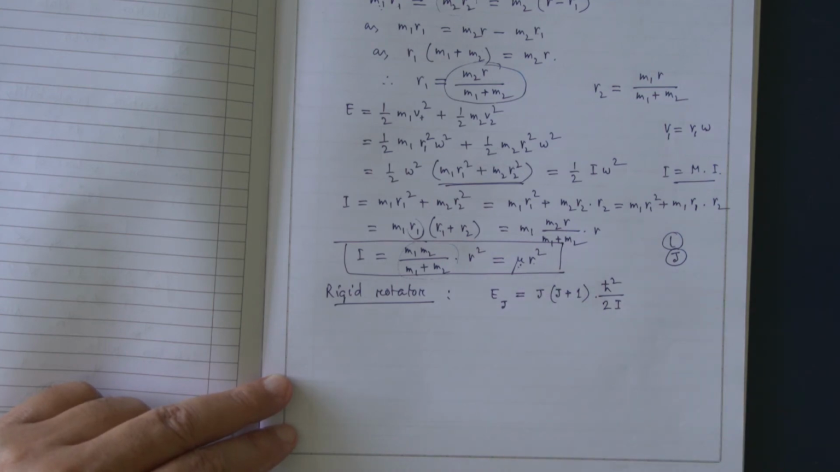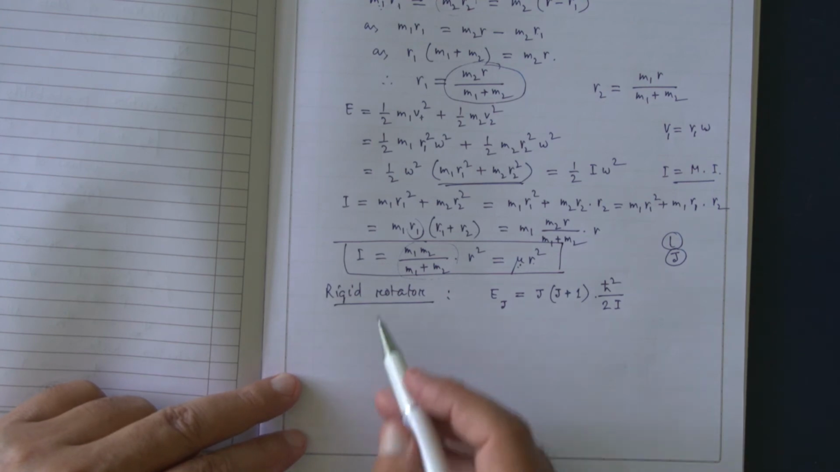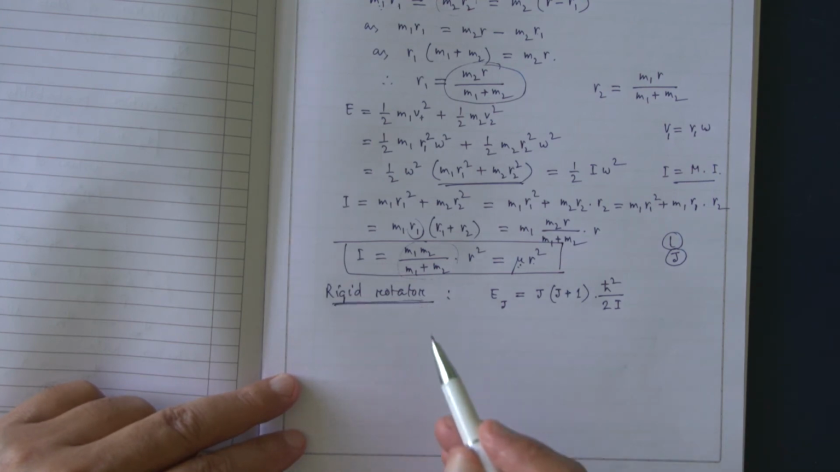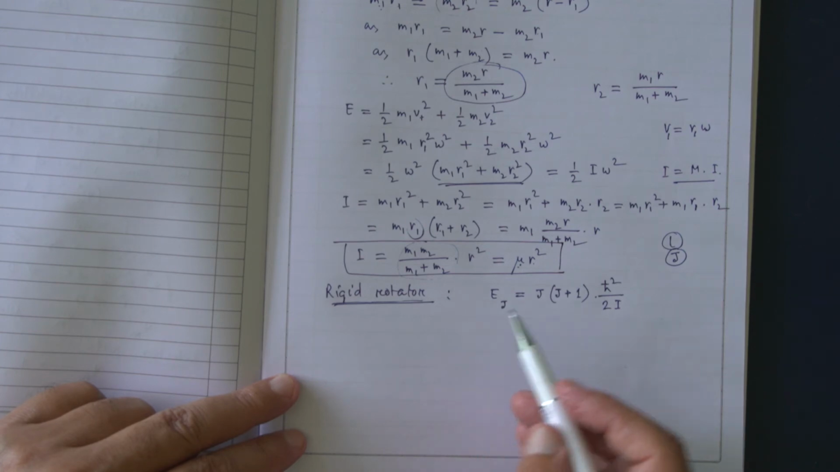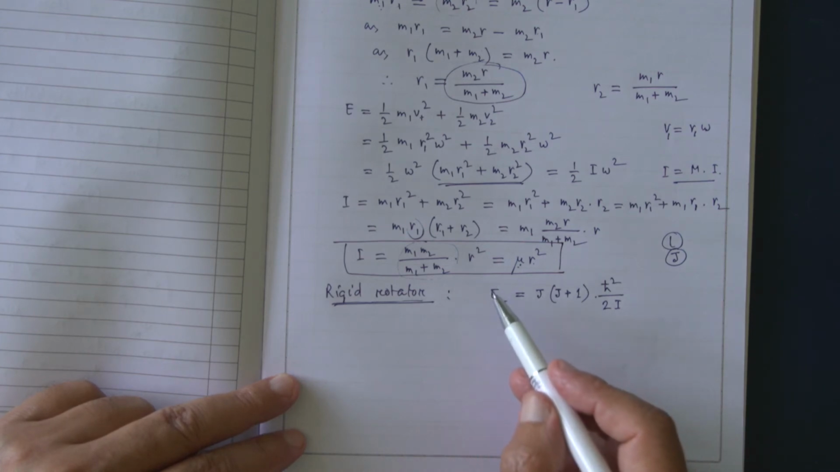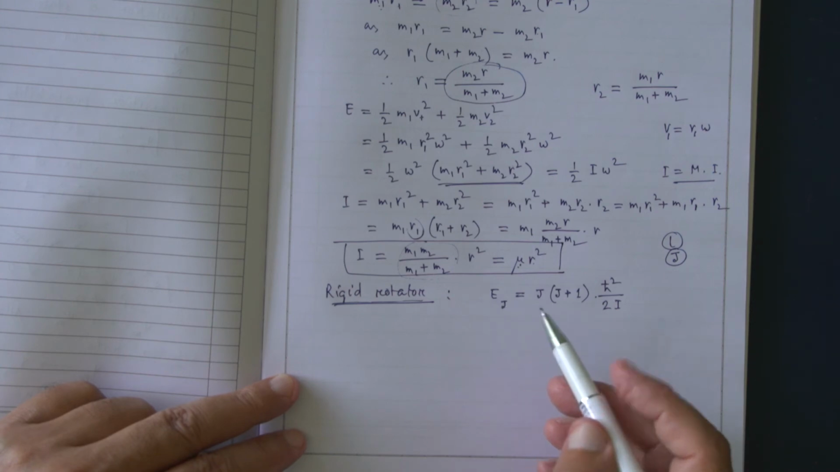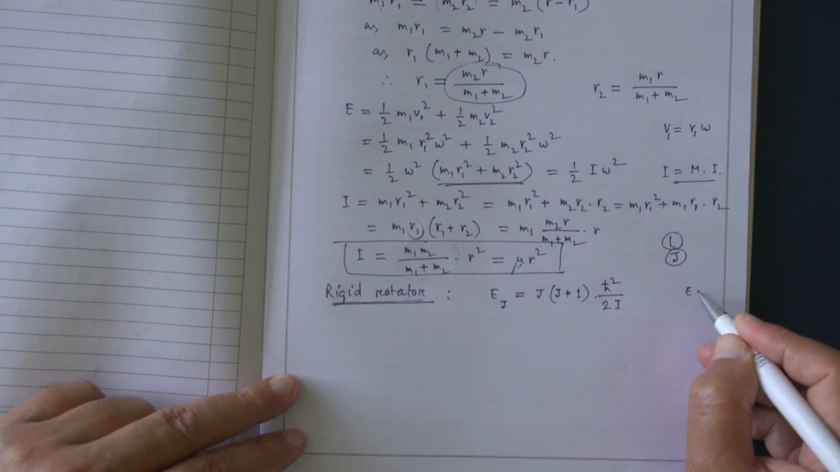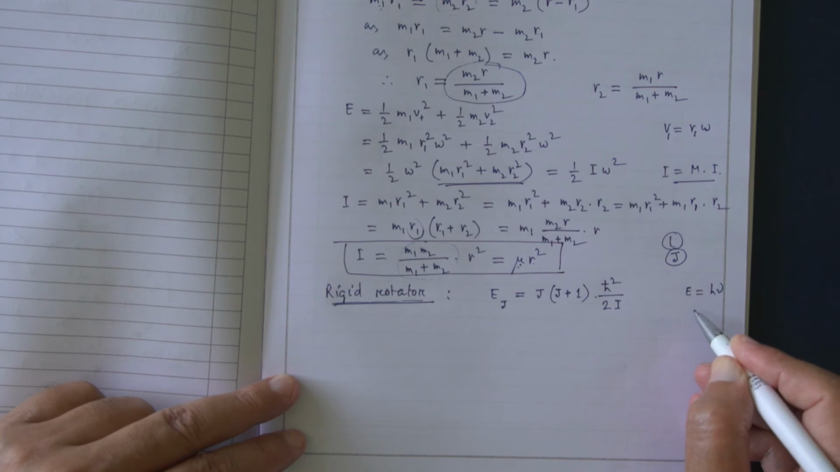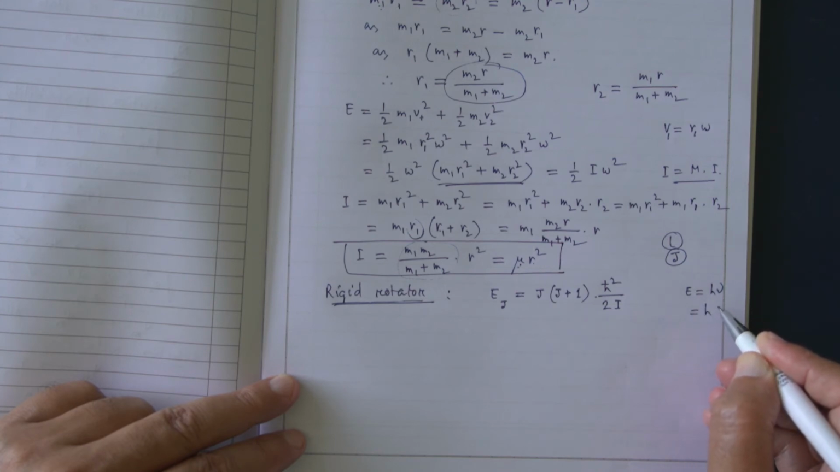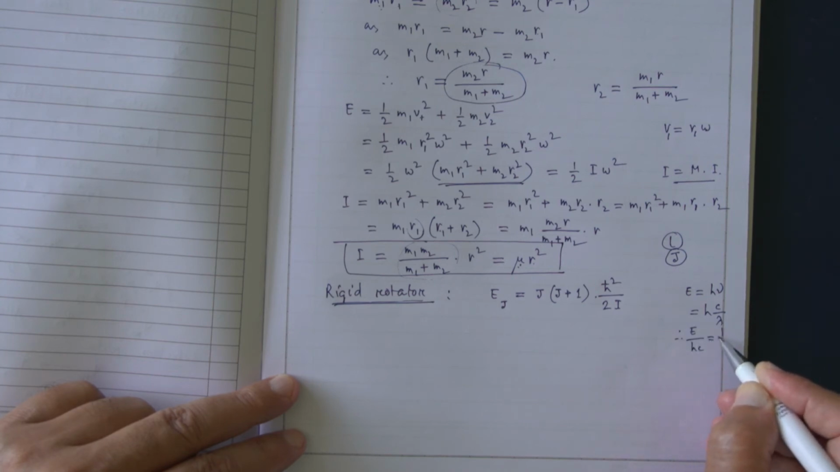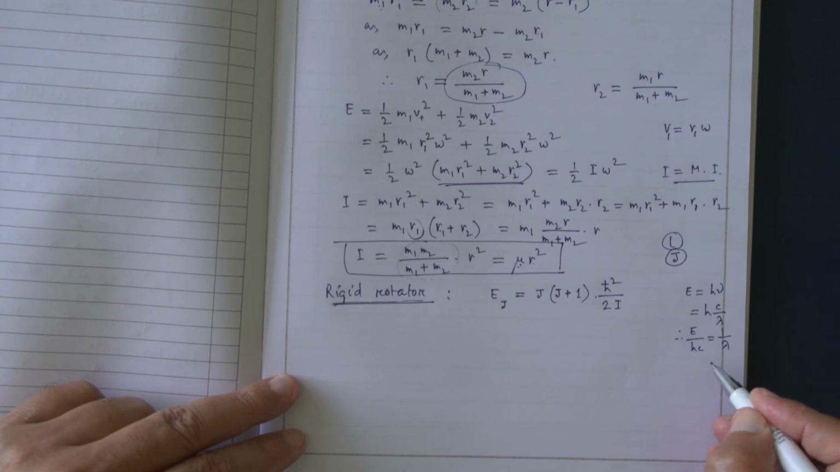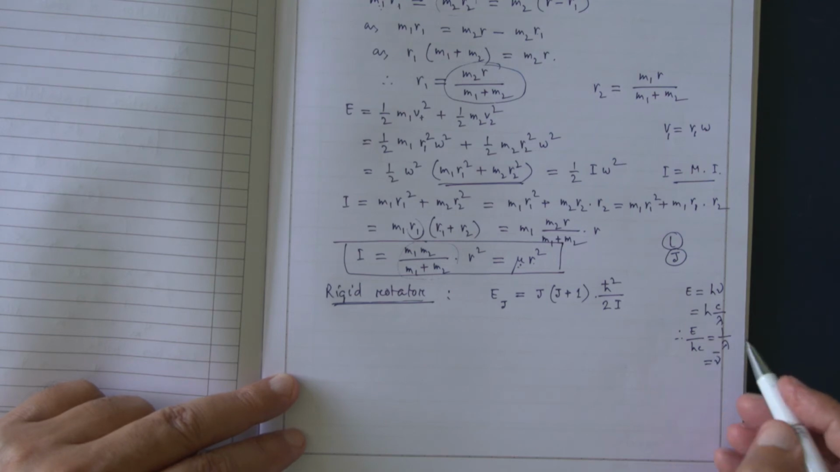In microwave spectroscopy and IR spectroscopy, we write energy in terms of wave number. You know energy equals h nu, which equals h c by lambda. So E by hc equals 1 by lambda. And what is 1 by lambda? Wave number.